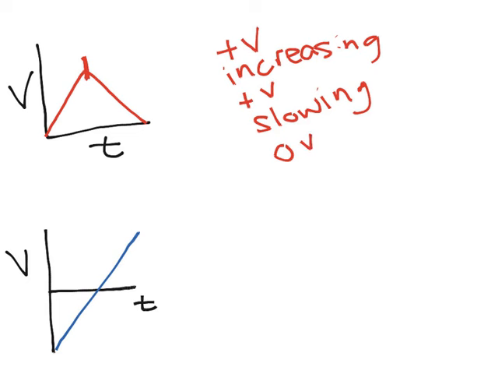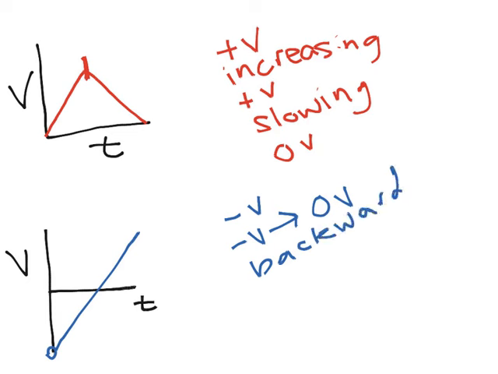Alright, then looking at the second one, we start with a negative velocity. We're all the way down here. So you start with a negative velocity, and as time goes on, you're getting closer to a zero velocity. So it's going from negative velocity to more of a zero velocity. So think of it, it's going backwards, but it was going really fast backwards, and now it's slowing down and it's getting ready to turn around.